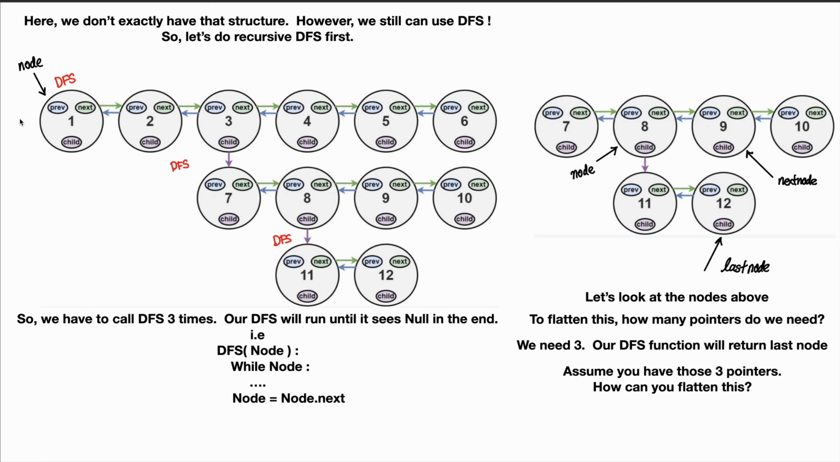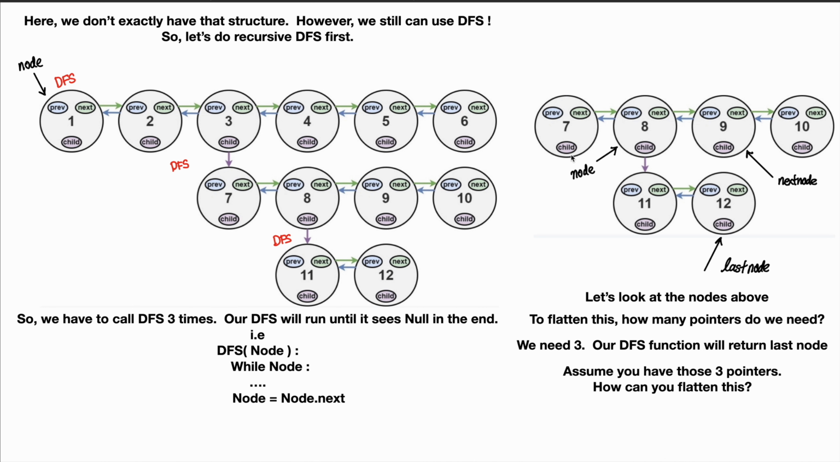So looking at that example, how many DFS should we call? We have to call it 3 times. So first will be on this guy, and the second will be when we are at this node 3, and then the third will be when we are at this node 8. So we have to call DFS 3 times, and our DFS will run until our node will see null in the end. So let's look at this subsection and see how we can flatten this first.